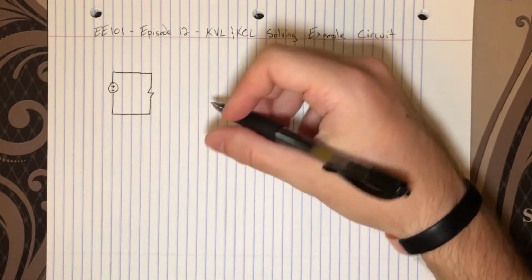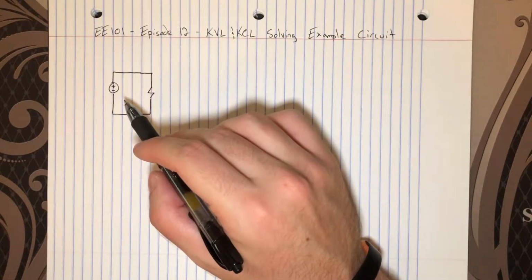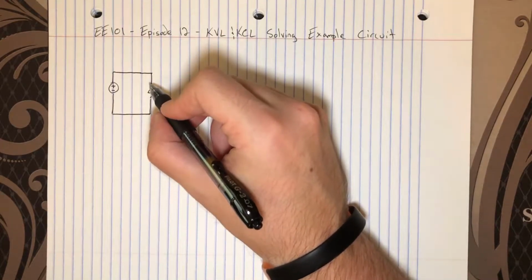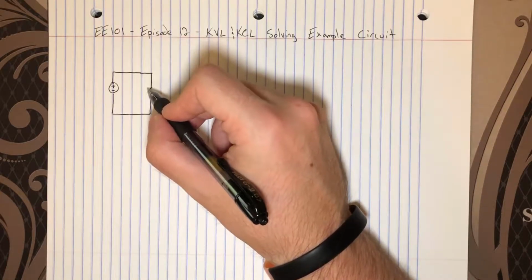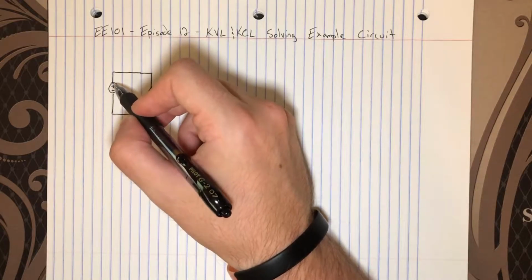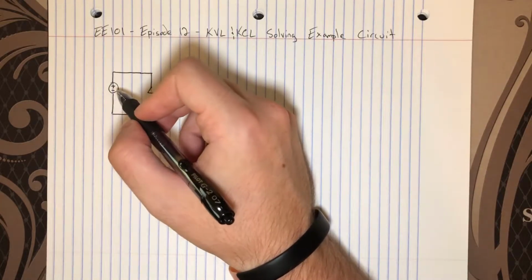What I've drawn here is an ideal voltage source and my rendition of a resistor. There is another way to draw this symbol, but I like to draw it this way. So this is a resistor, and this is an ideal voltage source. The symbol is a circle with a little plus and minus.